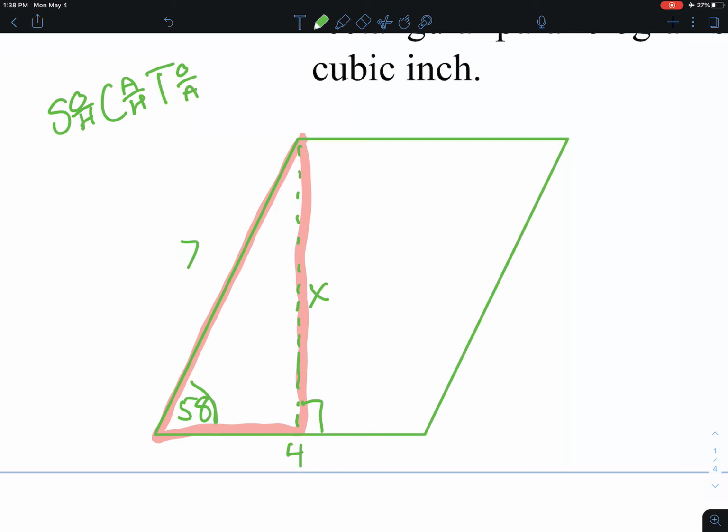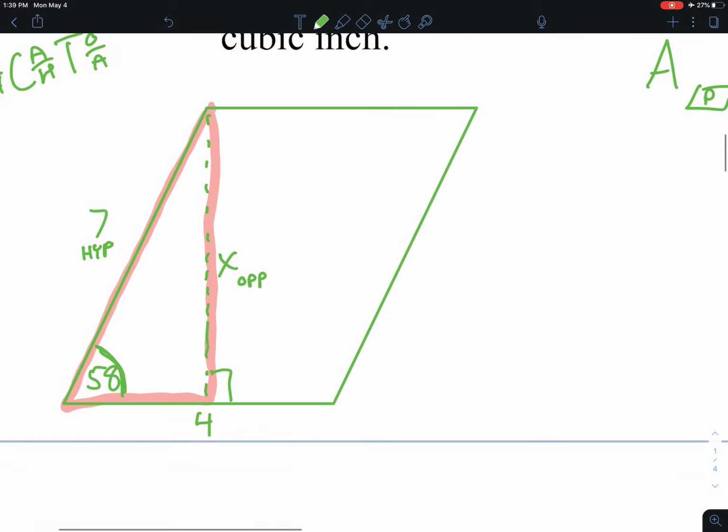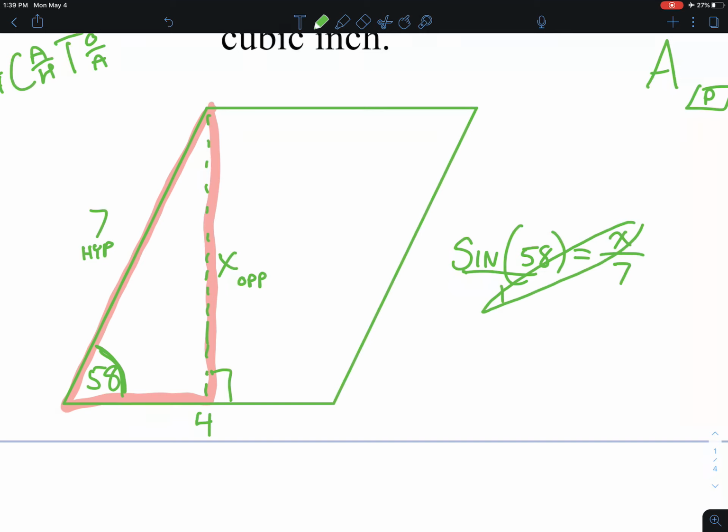All right? So from our angle measure, we have an opposite and a hypotenuse, which tells me I'm going to use sine. So I'm going to do the sine of my angle measure, 58, is equal to the opposite, which is x, over 7. So if you remember how to do this, you put this over 1, you cross multiply, and we get 7 sine 58 is equal to x.